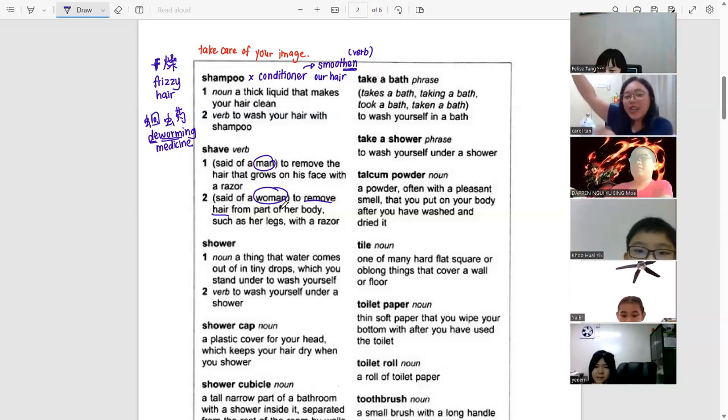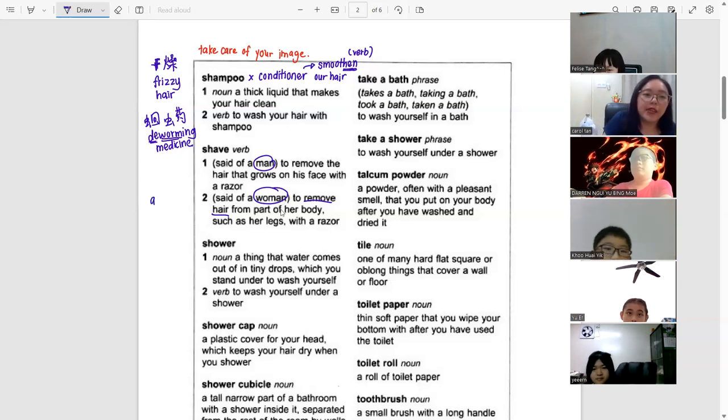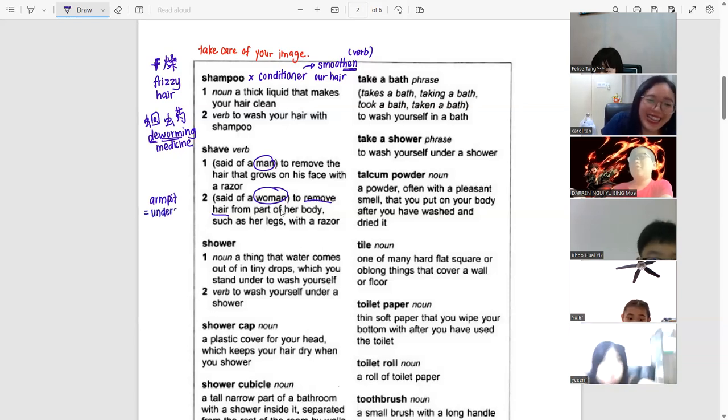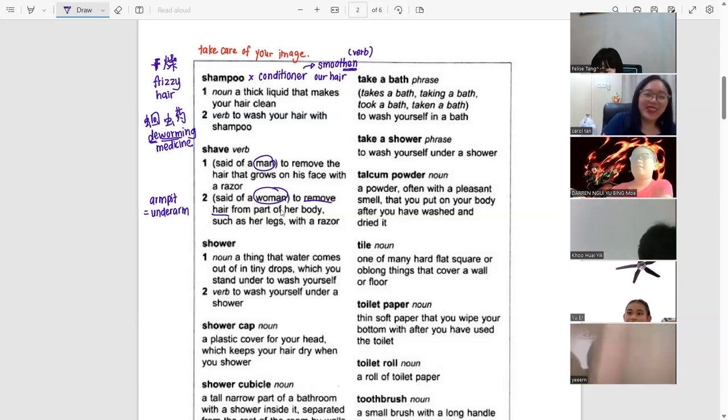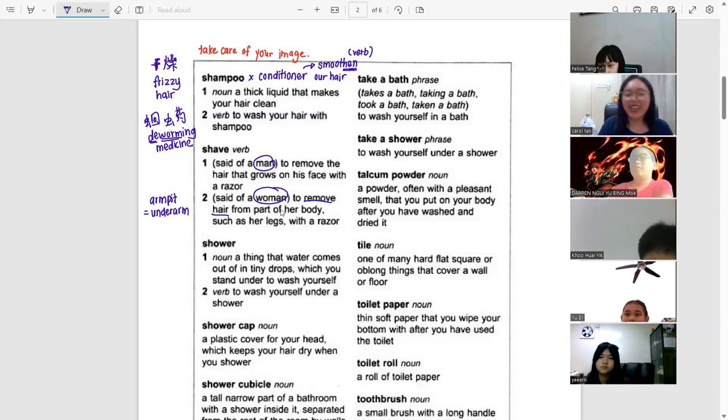You have to shave your underarm. Okay, you all can write underarm or armpit. Don't say galatai. People say galatai. Mama every time say galatai. Okay. So you say armpit or underarm.